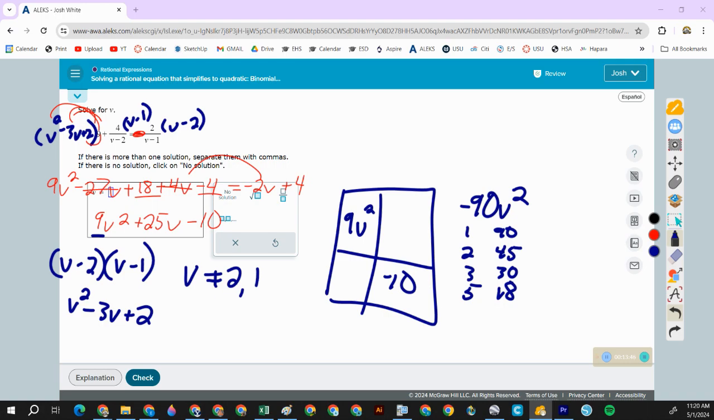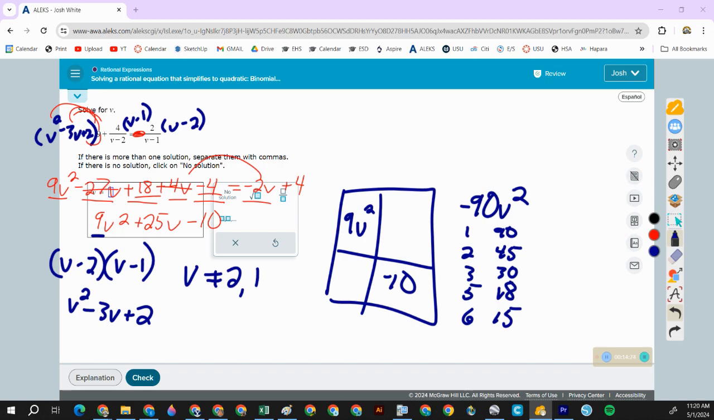Uh-oh, did I make a mistake? Well, let's see. 6 and 15. None of those will give me a 25. All right, I'm going to double check my work. So 9v squared minus 27v plus 18 plus 4v minus 4 minus 2v plus 4. 9v squared. Oh, that should be a minus.